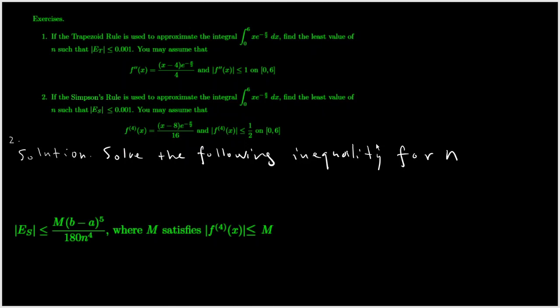So m value is equal to 0.5, we know that, and b value is 6, a value is 0, the whole thing to the power of 5. On denominator you have 180 times n to the power of 4. So you want this number to be less than or equal to 0.001.